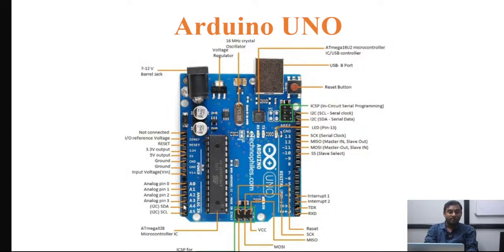Similarly, there are 5 ground pins in total, then one 5 volt output, a 3.3 volt output, and one reset pin. We'll go one by one: what is the function of each component in the Arduino board? You can go to the next slide.